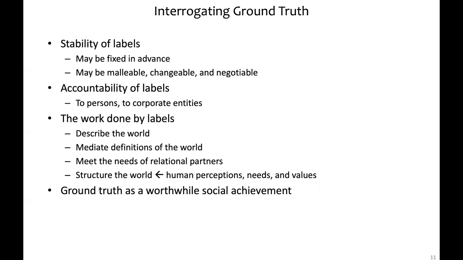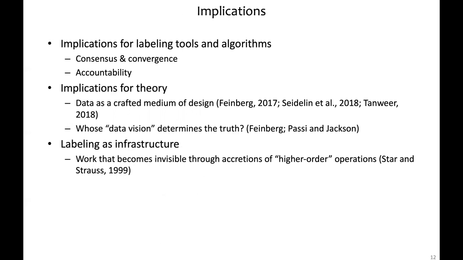People do the work of ground truth labeling, and they bring human strengths and human weaknesses to that work, and they or their organizations become accountable for that work. Far from the conventional interpretation of the word truth, we learn to think of ground truth as a worthwhile but necessarily social achievement. Briefly, we learned some lessons for tools to support labeling or annotating data. Those tools should provide features for human consensus, social convergence, and accountability.